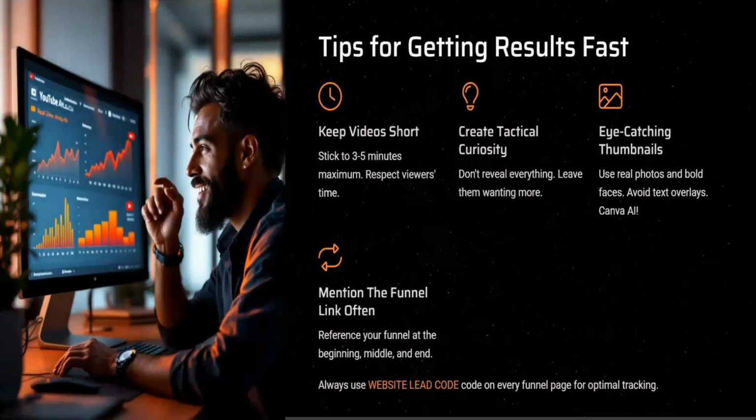Tips for getting results fast: keep your videos short, 3 to 5 minutes on this marketing strategy. Create tactical curiosity. Don't reveal everything. Leave them wanting more. Make eye-catching thumbnails. Use real photos and bold faces. Avoid text. You don't need thumbnails with a bunch of text on them, right? Canva Dream Lab is brilliant right now, probably one of the best AIs I've used for YouTube thumbnails, so check them out. And then mention the funnel link often.